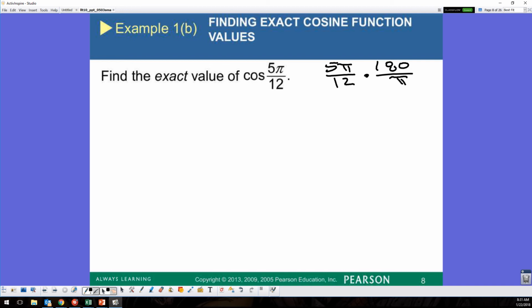75? So this is 75 degrees. Okay. So now I'm going to find the cosine of 75 degrees, which is going to be a cosine of... what is it? How do they do that? 45 plus 30. Okay.